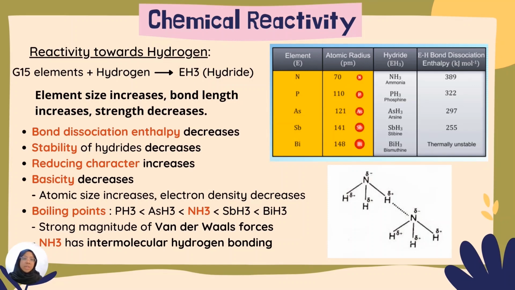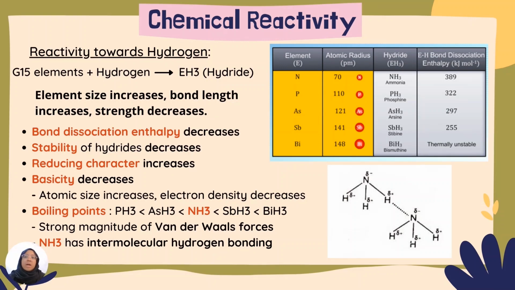Bismuthine is the strongest reducing agent. Okay, the next one is basicity. So basicity, or basic nature, decreases going down the group. All hydrides are Lewis bases because a lone pair of electrons is present. Lewis bases means those species that can give electrons. The reason why basicity decreases going down the group is because when atomic size increases, electron density decreases.